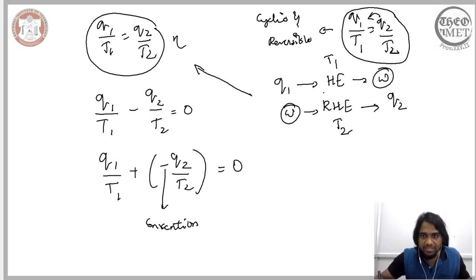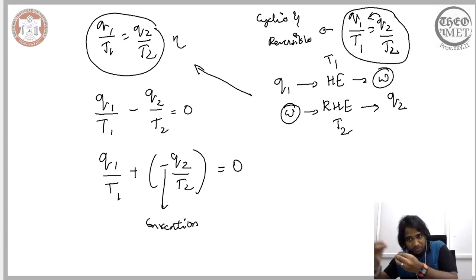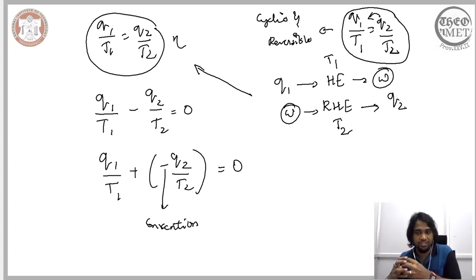You feed in some heat, so these are operating at two different temperatures. You feed in some heat, there is a work done, and you feed that work done to a reverse heat engine. This reverse heat engine produces a specific portion of the heat, and when you relate it to the temperature in which the heat engine and the reverse heat engine are operating, you will observe an equivalency.